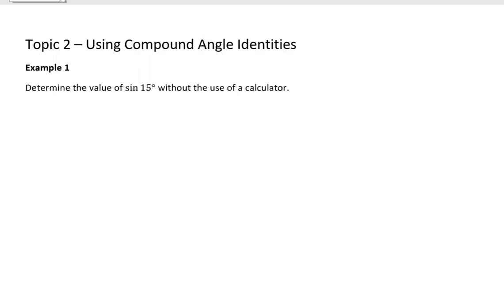Hi grade 12s. Topic 1 was introducing compound angles and looking at deriving some of them and playing around with them. And now what we're going to do is some more exam type questions. How could we actually use these compound angle identities in questions?